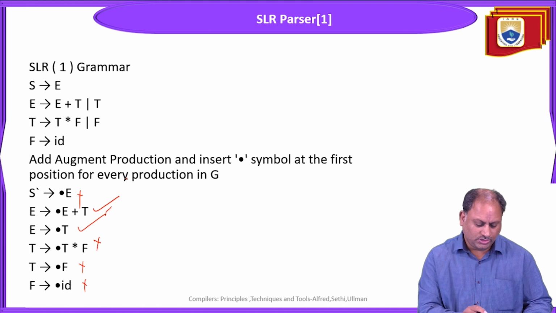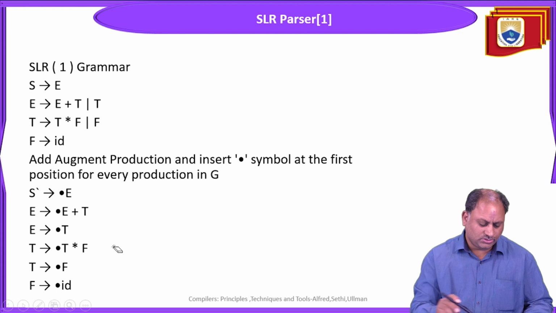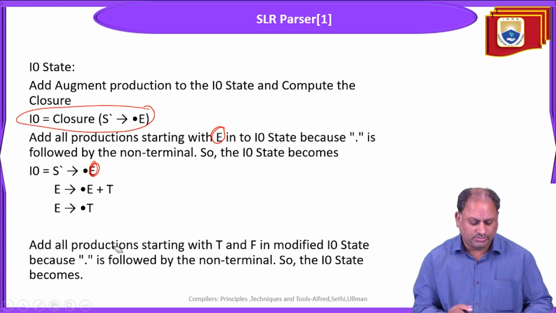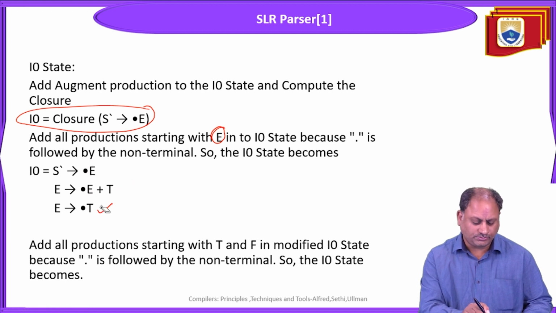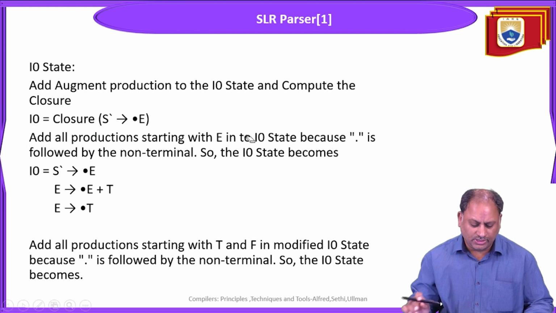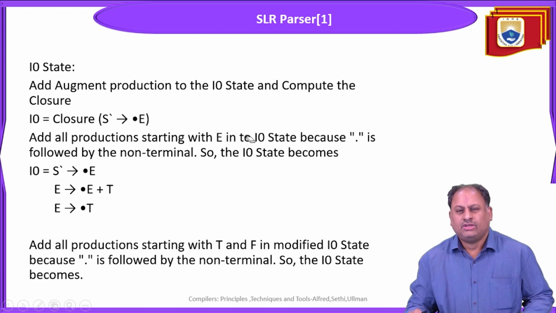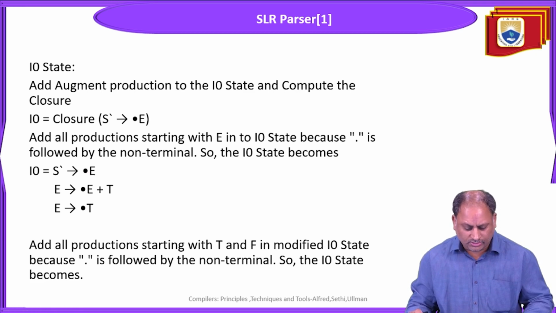We have to list out the corresponding rules which are starting with E. So we found that we have to write E derives E plus T, E derives T. These two can be placed. Now here is the I0 state. Now add all productions which are starting with T and F in the modified state I0.